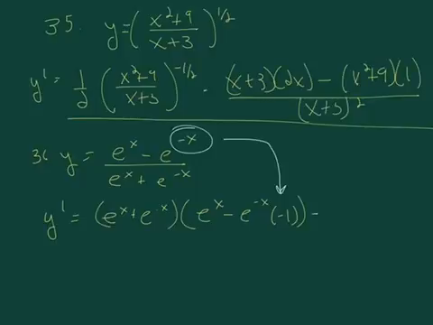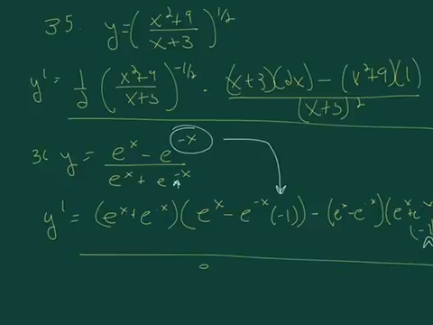Okay, now we're going to subtract high d low. So that's going to be (e to the x minus e to the negative x) times (e to the x plus e to the negative x) times negative 1 again, because that negated exponent keeps giving us that negative 1 when we take the derivative, all over the square of what's below: (e to the x plus e to the negative x) squared.